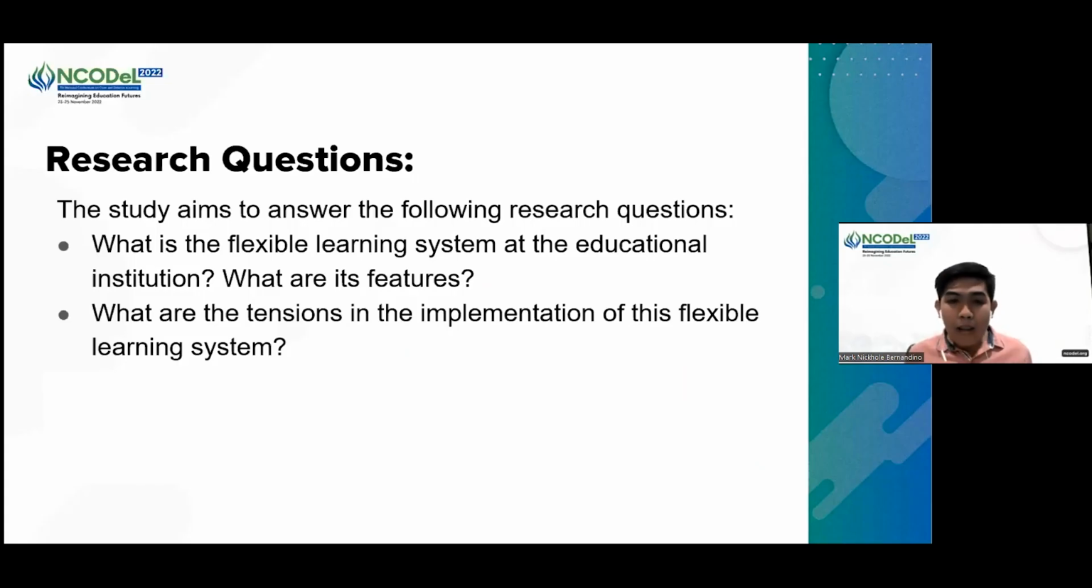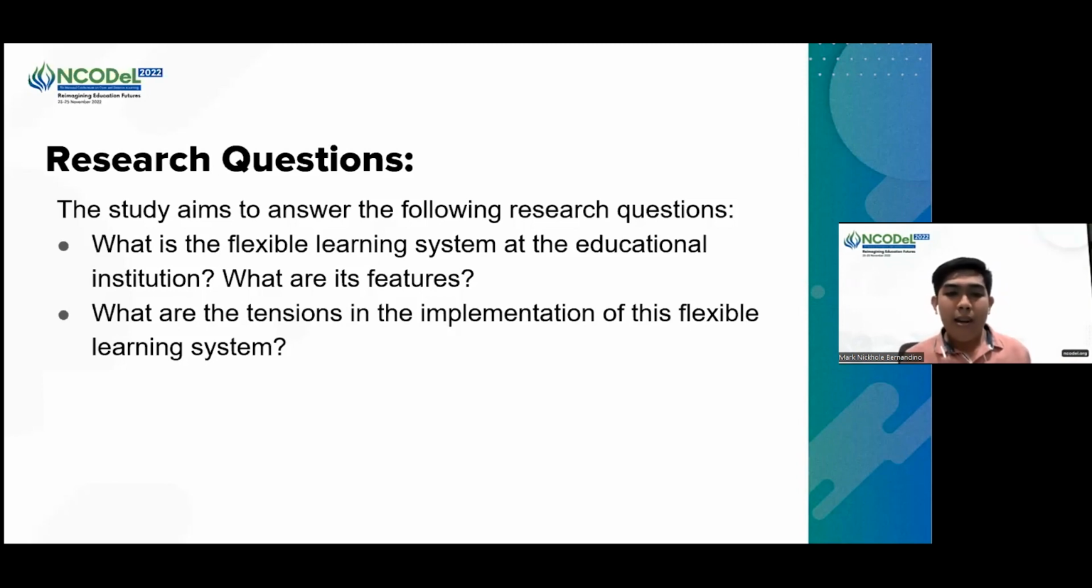Number 2, what are the tensions in the implementation of this flexible learning system? For this question, I would like to know the challenges or the problems being encountered by the educational institution. And these tensions are summarized into 3 according to the idea of the iron triangle in education. These are the quality of instruction, the accessibility and inclusivity, and cost effectiveness.